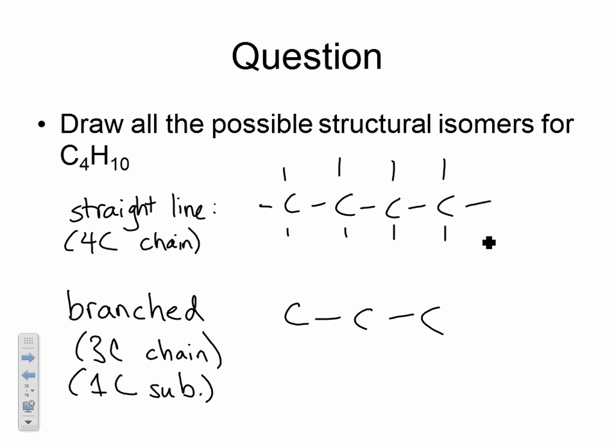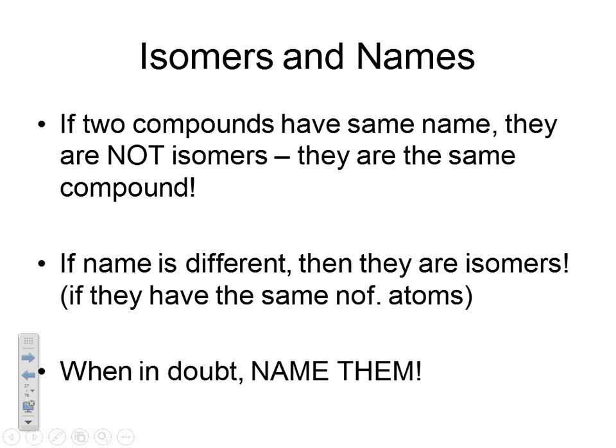So I have to put my branch in the middle. I have to put it in the middle, otherwise it simply becomes part of the longest chain. And I could then simply fill in the hydrogens. I still have 10 hydrogens, but I have this distinction between what's the longest carbon chain and are there any substituents. So these are actually the only 2 isomers for C4H10. There's only 2 ways that you can arrange that.